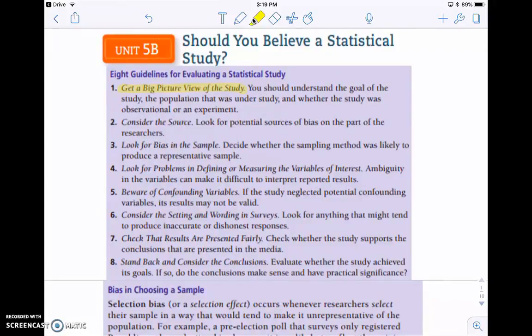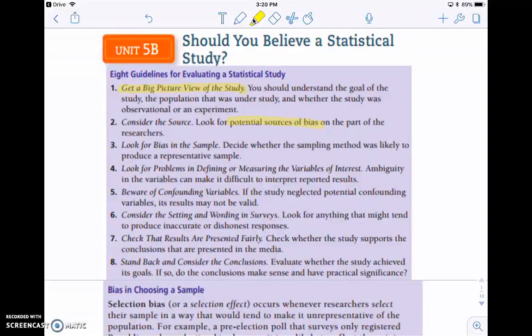Next is the source. We want to look for potential sources of bias on the part of researchers, and we're going to talk about different kinds of bias a little bit later on. But is there a hidden agenda? An example of bias is if someone says something along the lines of, watching TV will make you die sooner, a pretty bold, broad statement. And if the source is wehatetv.org, there may be some bias there. So those are things we're going to be looking at when we talk about the consideration of source.